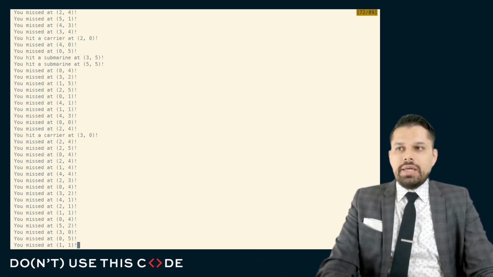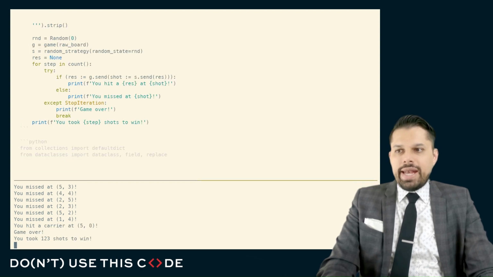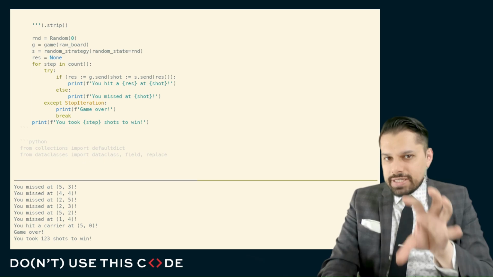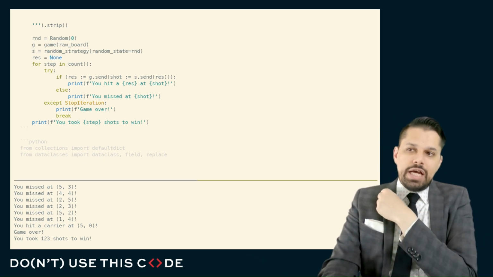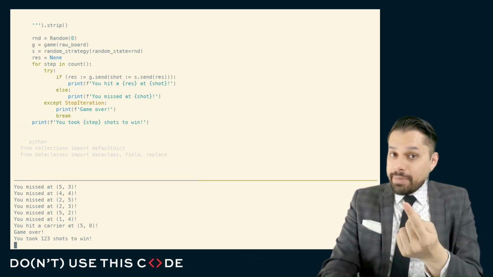we'll see that this naive strategy that's just firing randomly is firing at locations it had already previously fired at. And as a consequence, even though the board is only 6x6 with 36 steps, it takes 123 shots to win. This is a terrible strategy, but we can make it better.